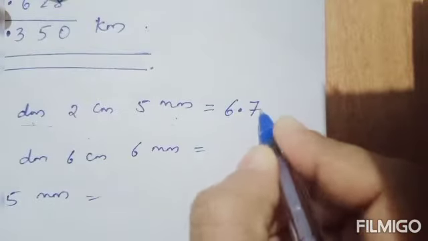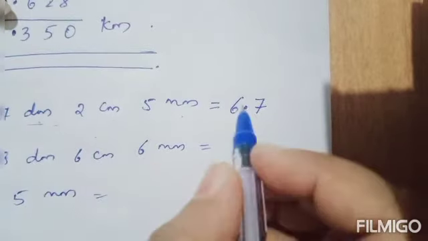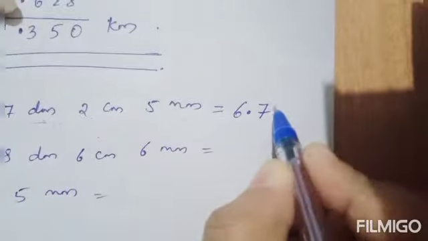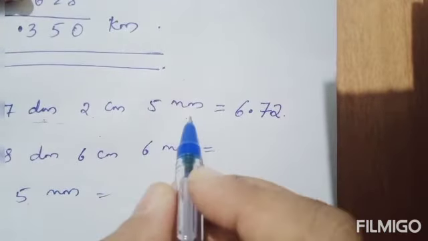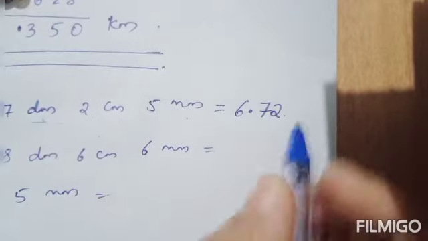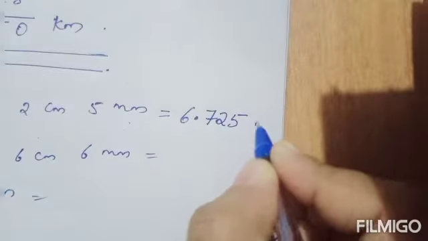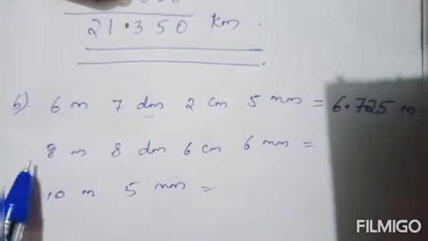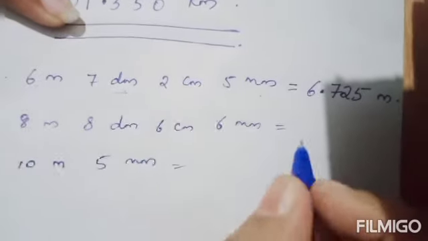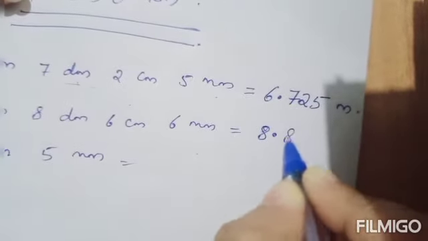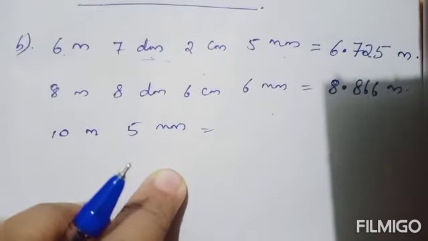Now in the 10th place it will be decimeter. Okay, so 7 in the 10th place. Centimeter will come in the 100th place. So 2 centimeter, 2 will come in the 100th place. Okay, now millimeter will come in the 1000th place. So 5 in the 1000th place. 6.725 meter. Okay. Now 8 meter, 8 decimeter, 6 centimeter, 6 millimeter. You will get 8.866 meter.